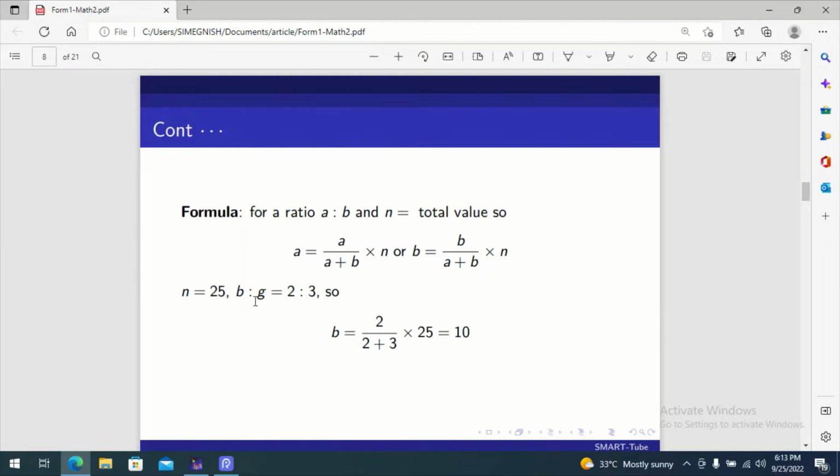For our case, the total number of students in the class is given, which is 25, and the ratio of boys to girls is given as 2:3. To find the number of boys in the class, we use either of these formulas. Which is 2/(2+3) times 25, which is 10. That means out of 25 students, there were 10 boys.